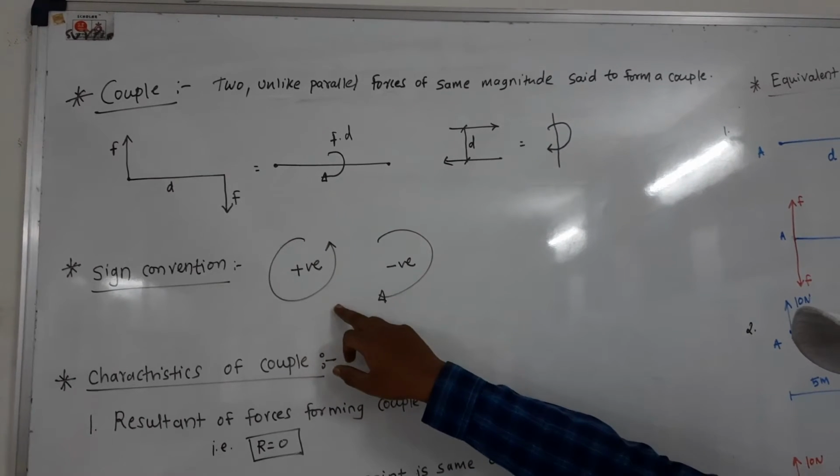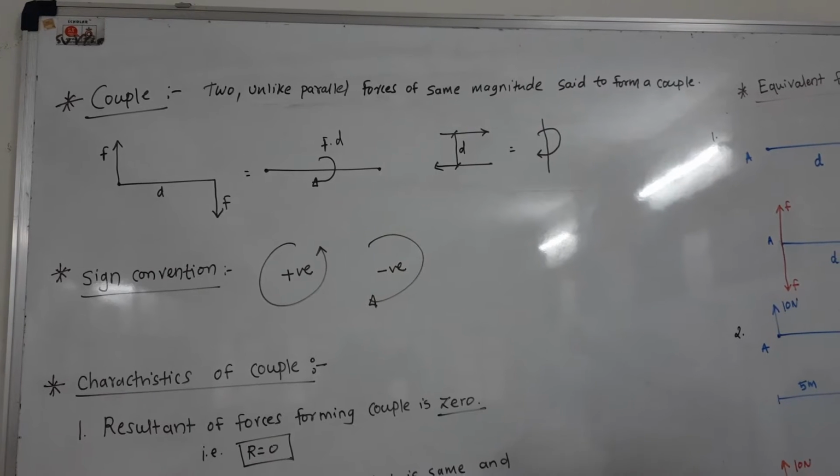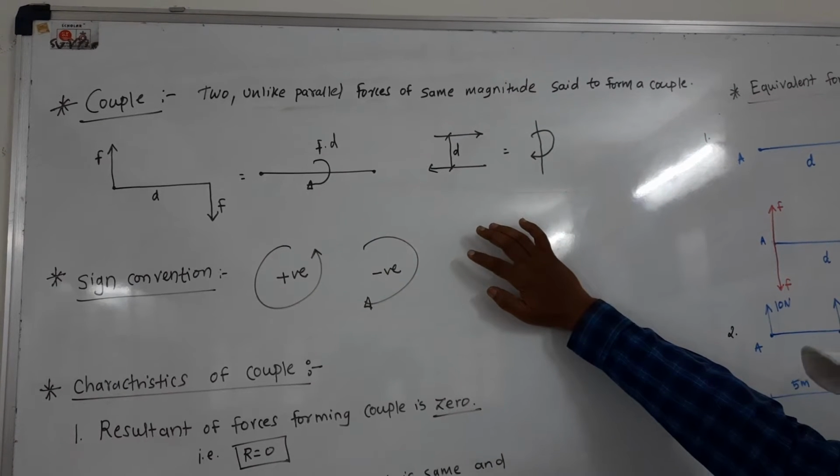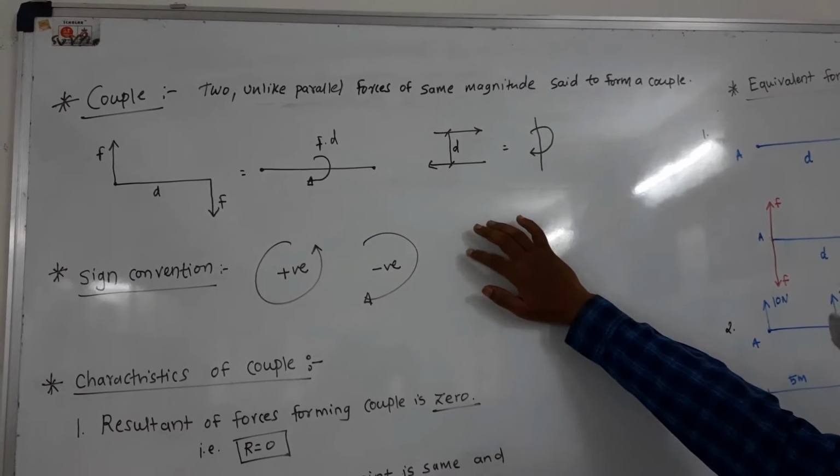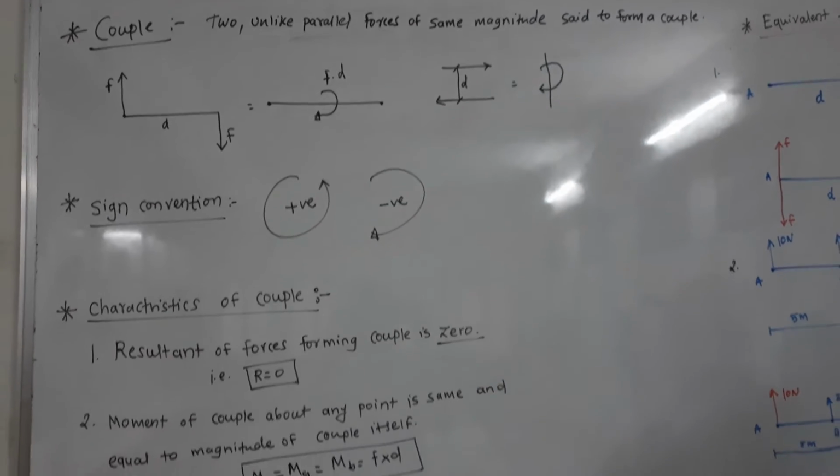Now the sign convention for moment or couple that we are going to follow is: anti-clockwise moment or anti-clockwise couple we are going to consider positive, whereas clockwise couple or clockwise moment we are going to consider negative.